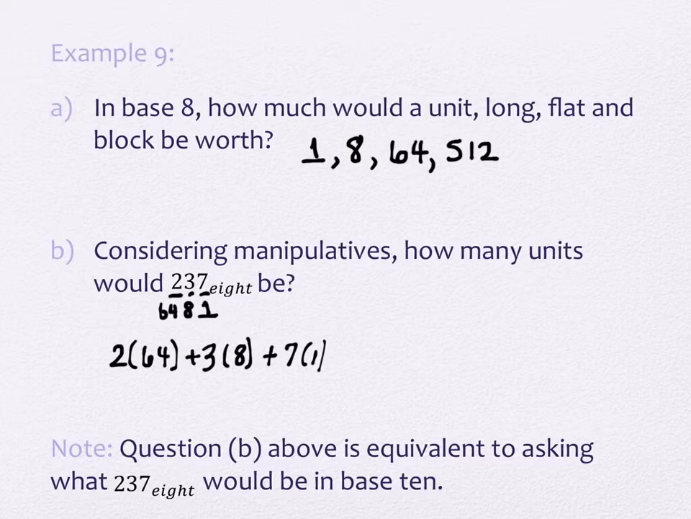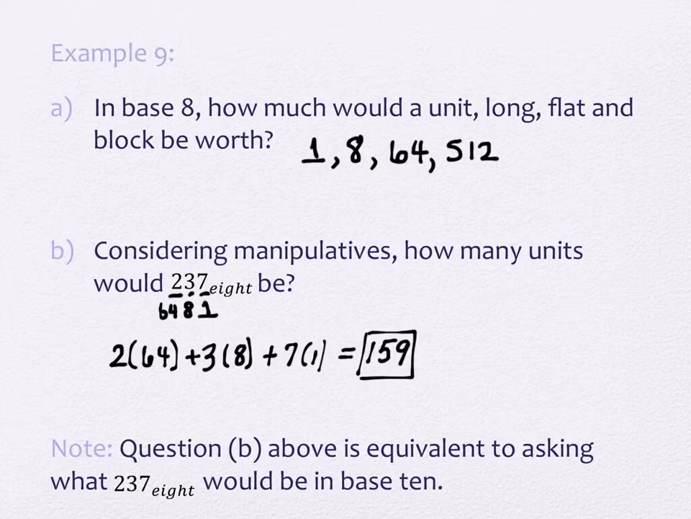What do I get if I add all of that together? 159. So in other words, if I sat down and I counted every single little block on the faces of these objects, I'd have 159 individual little blocks, the way that we count in our base system. Question B above is equivalent to asking what would 237 base 8 be in base 10? And that's what we're doing next.